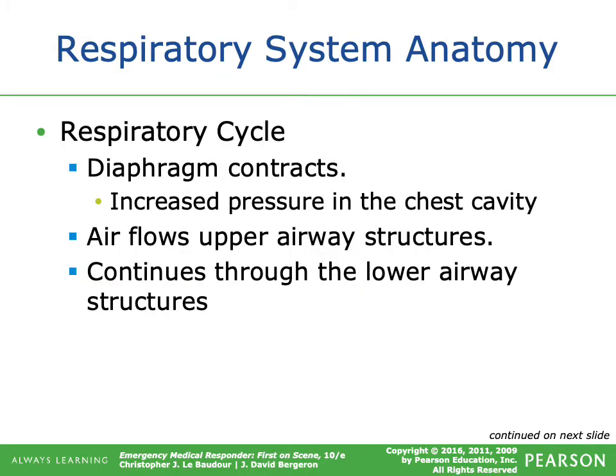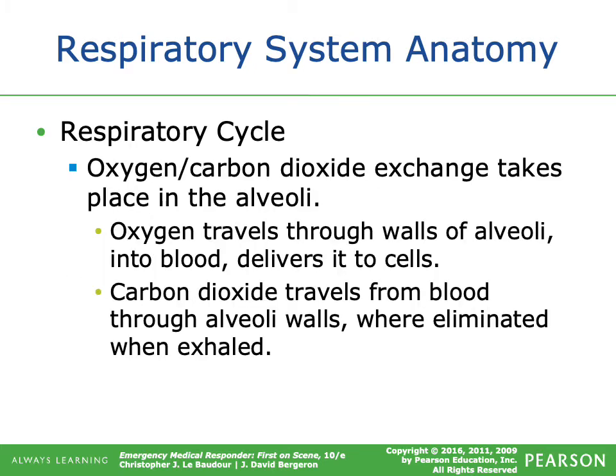All right, respiratory system anatomy continued. Respiratory cycle. The diaphragm contracts, increases the pressure in the chest cavity. Air flows through the upper airway structures and it continues through the lower structures of the airway. Oxygen and carbon dioxide exchange takes place in the alveoli. Oxygen travels through the walls of the alveoli into the blood, then it gets delivered to the cells. Carbon dioxide travels from the blood through the alveoli walls, where it's eliminated through exhalation.